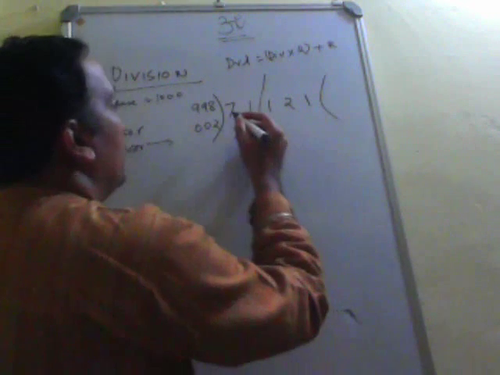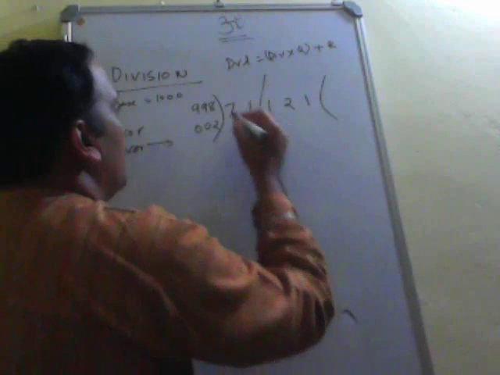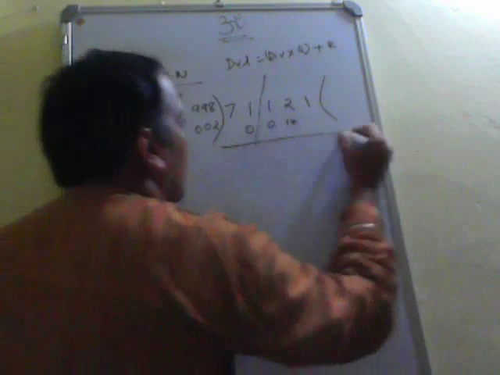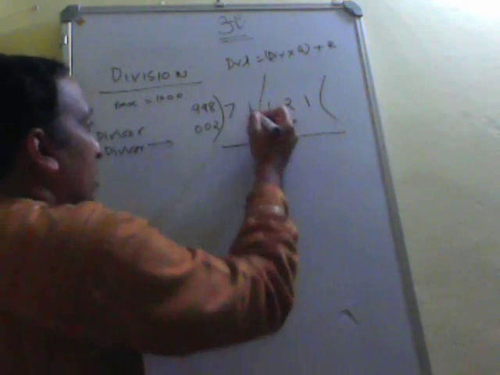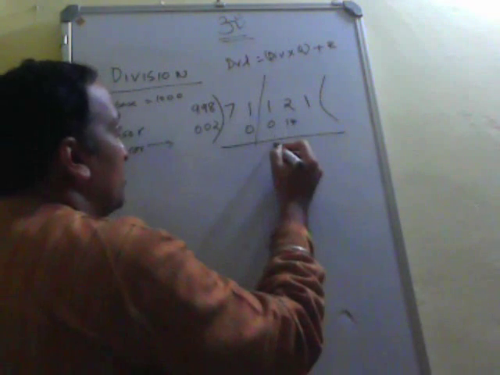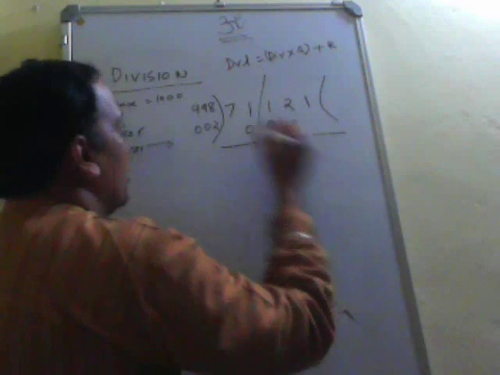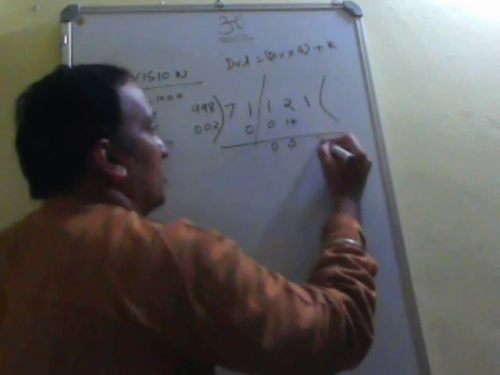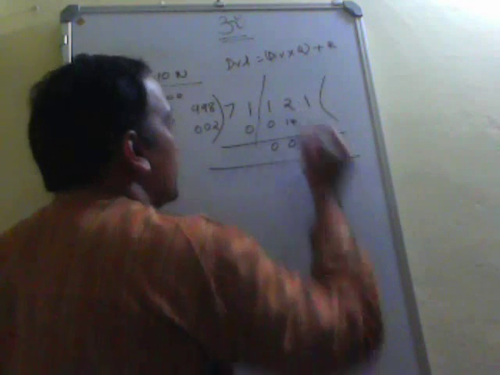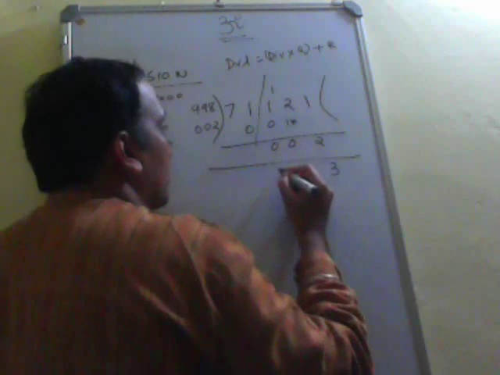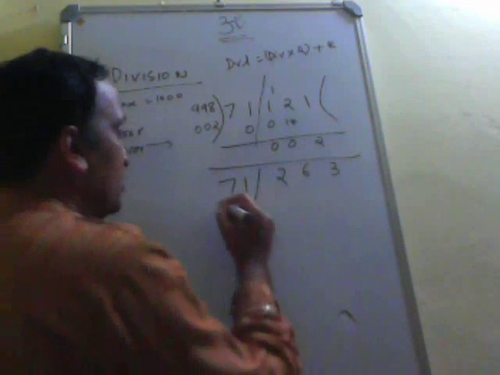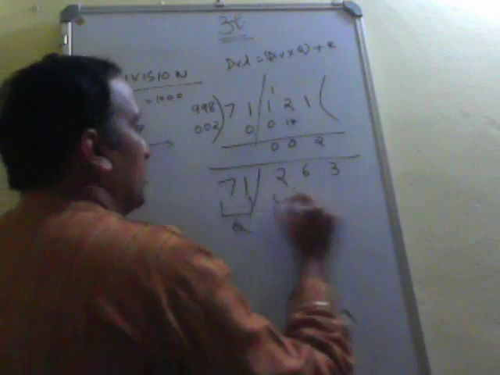Okay, now we have multiplied this. 7 zeros are 0, 7 zeros are 0, 7 twos are 14. You put here. Correct? Now 1 plus 0? 0. 1 into 0? 0. 1 into 0? 0. 1 into 2? 2. Add. 2 plus 1? 3. 14 plus 2? 16. 6. 1. 1 plus 1? 2. So 71 is your quotient. Minus 263 is your remainder.